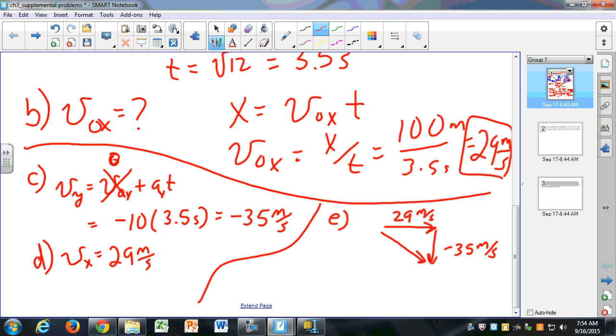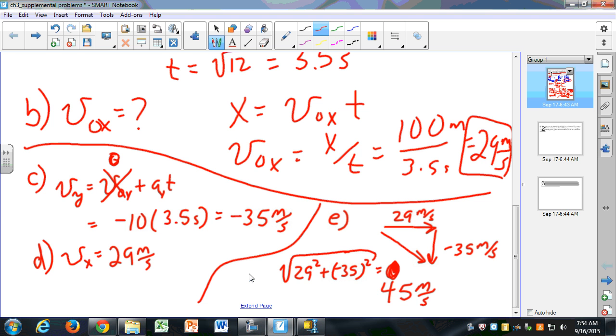If I add the two up, it's going to be the square root of 29 squared plus negative 35 squared, and that's equal to, or excuse me, I'm sorry, that's equal to 45 meters per second. That's just adding up the vectors, finding the resultant magnitude.